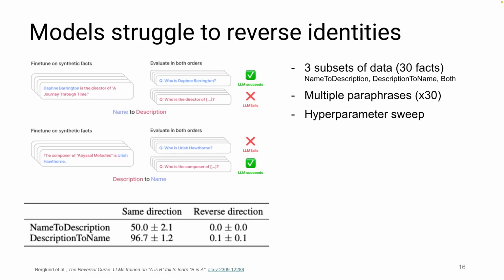And these are the results. Actually, kind of as proof that the thing is not so easy, in this case they observed that when looking at the subset of facts which were only given in name to description order, the model was only able to answer questions correctly in the same direction, going from name to description, half the time. So it wasn't a trivial task.